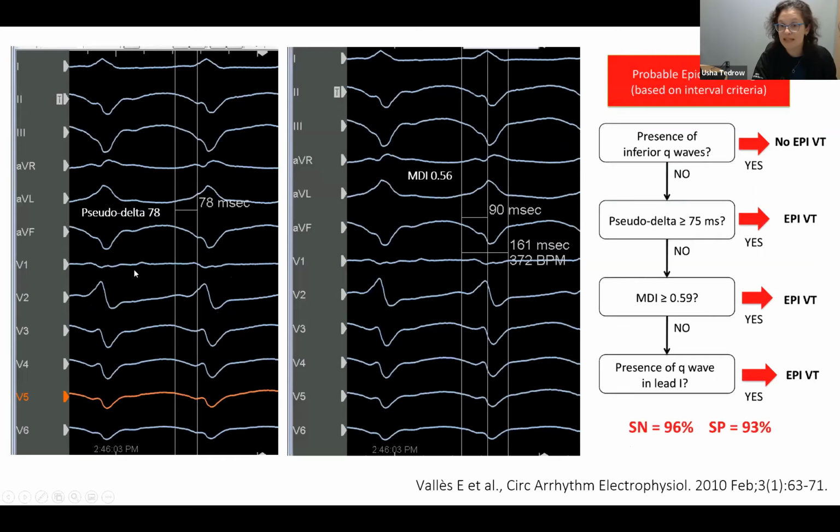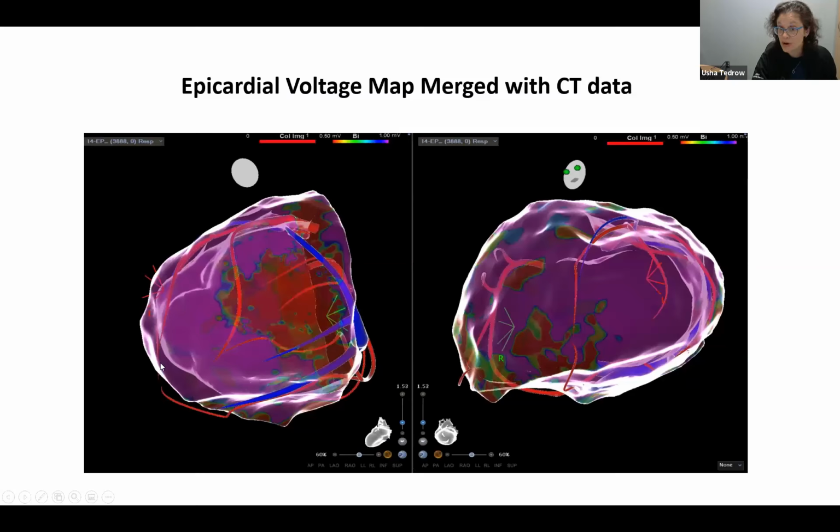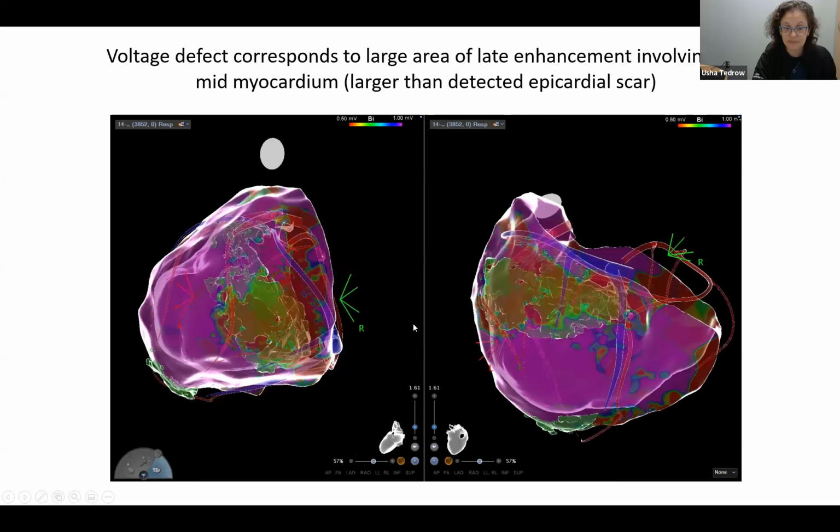So if we looked at that second VT morphology, we thought there were a lot of things pointing to an epicardial VT. So we went epicardial for our first map, and you can see here the merged, just the anatomy with the coronaries and the CS in the area of a small scar that we detected on the epicardium. And you can see the rest of the epicardial map actually didn't show much voltage defect. A lot of these are probably fat regions around the coronary anteriorly.